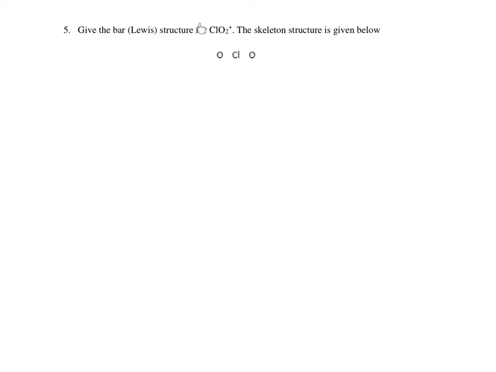We're asked to give the Lewis dot structure for this ion. First, we have one chlorine atom. It's in group 7, so it contributes 7 valence electrons. We have 2 oxygen atoms in group 6, so that contributes 6 valence electrons each. However, we have to deal with the fact that we have a net charge.